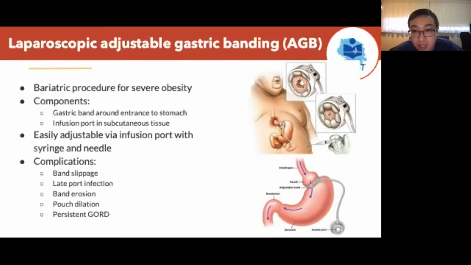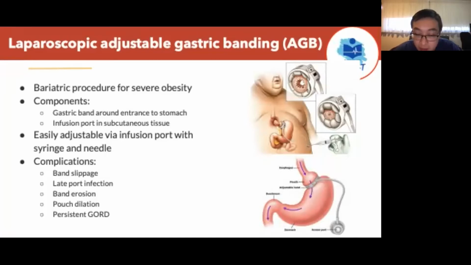And as you can see in the diagram, it compartmentalizes the upper stomach by placing a tight adjustable prosthetic band around the entrance of the stomach, so as to restrict food intake, and it treats obesity that way.